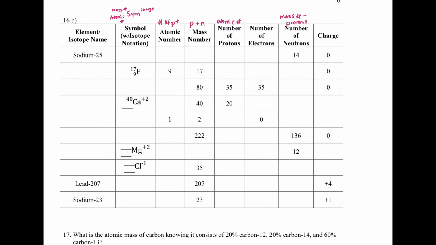Okay, now the charge we have to figure out based on the protons and electrons. If you have more protons, that means you have a positive charge. If you have more electrons, that means you have a negative charge. So you have to compare those two columns and figure it out. If they are equal, that means that your charge is 0, or in other words, it's neutral. Okay? So, let's work our way through this and see what we can do.